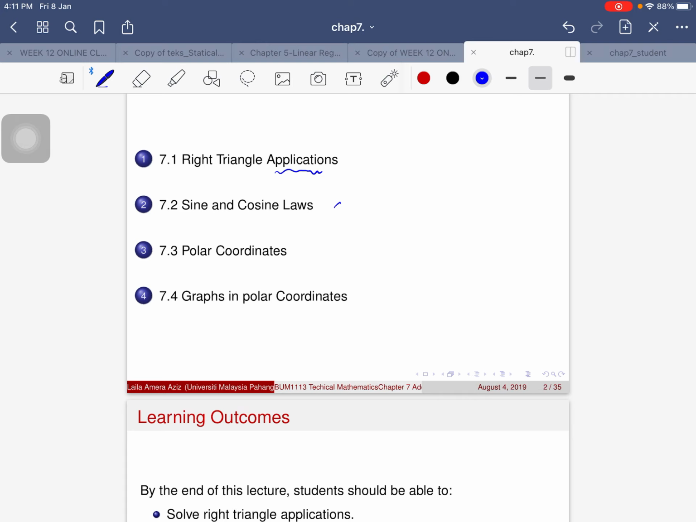Whereby you have application problems that involve right angle triangles. We have already discussed that in subtopic 4.4. Therefore, I'm going to skip 7.1 and go straight to topic 7.2, which is going to be on sine and cosine laws. This is not going to be new to you, as you have already learned this in your high school syllabus. This is just going to be a refresh of what you have seen before.